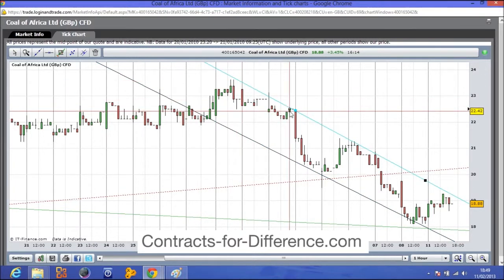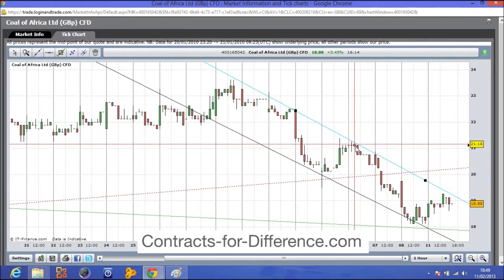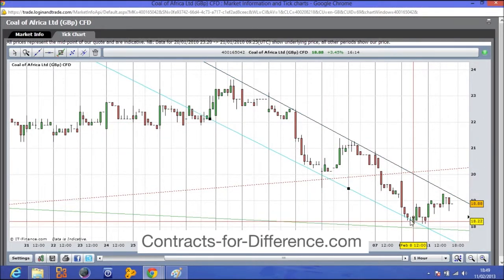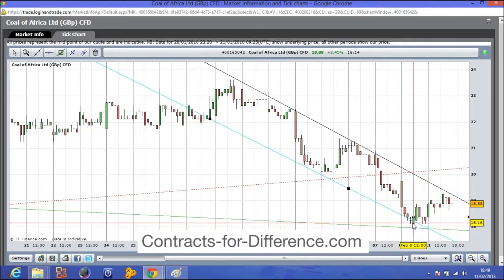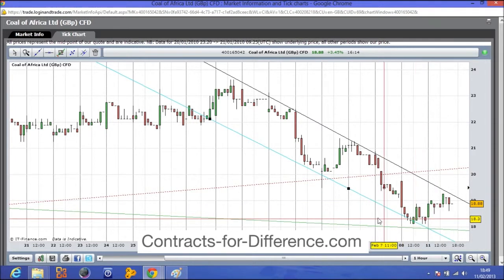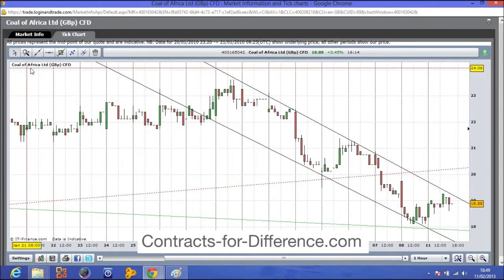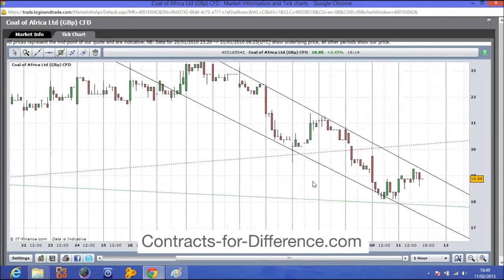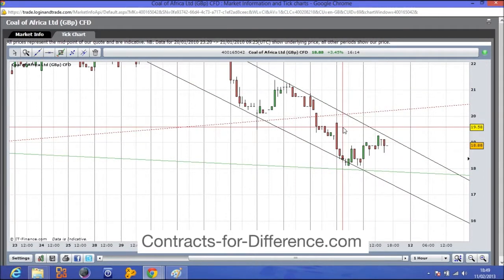So we've identified the bear flag, which gave us a projection, and it nearly caught the bottom. We've actually got, if you look here, another bear flag that's taken a few days to develop. That in itself is going to give us a projection. And I've actually got a trade that I want to make on this. I want to buy some of these shares, Coal of Africa. And basically this bear flag is telling me exactly where to buy.